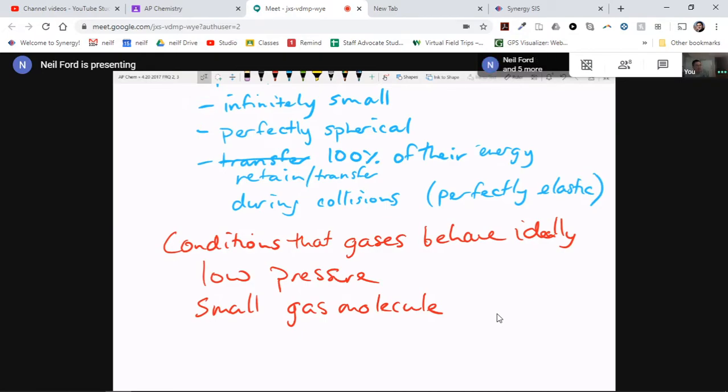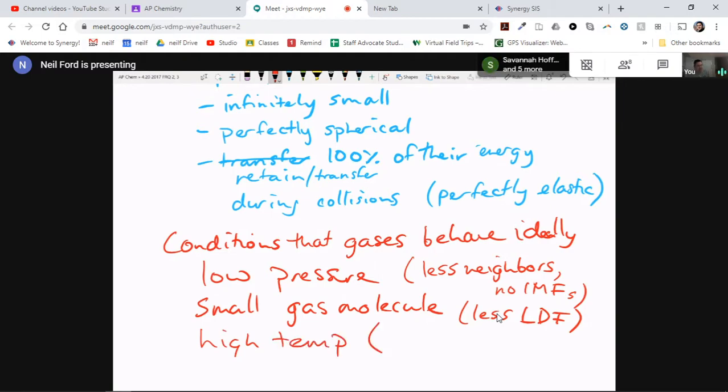Why does low pressure make a gas behave ideally? Less particles. Yep, it has less neighbors. So basically, no intermolecular force, like attraction to something. If there's no neighbors around it, then it can't be attracted to anything. Okay, a small gas molecule means less London dispersion force and less chance of polarity. Okay, and then high temperature.